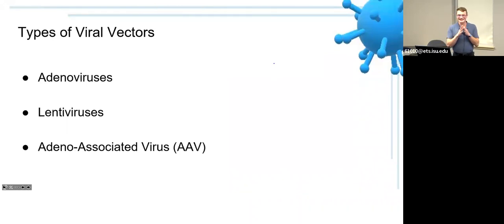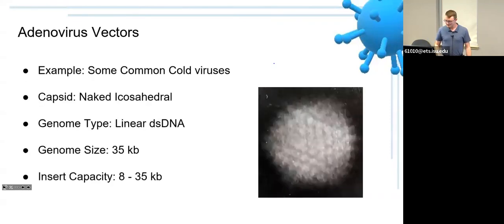Okay, so now we get into the fun nitty-gritty stuff. These are the 3 major classes of virus that we use as viral vectors: adenoviruses, lentiviruses, and adeno-associated virus. We're going to go through the specifics of each of these 3 in order here. I put them in this order because, as I understand it, these are the order that they were developed as viral vectors. They started using adenoviruses first, and then lentiviruses, and adeno-associated viruses are relatively recent on the scene. Okay, so let's go into adenoviruses.